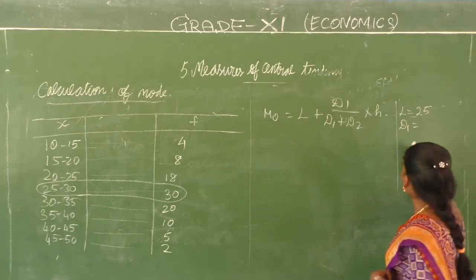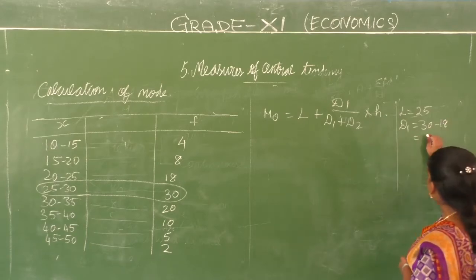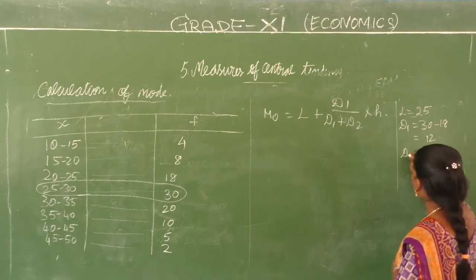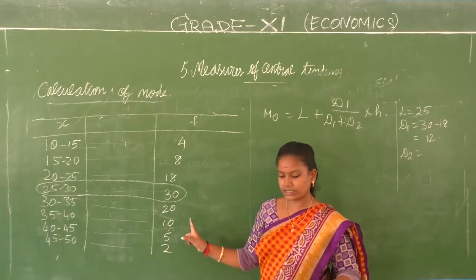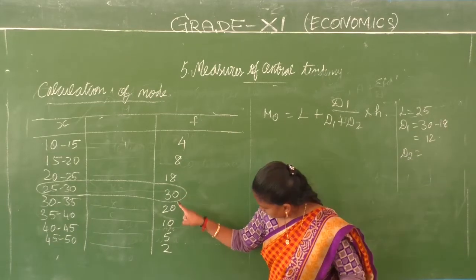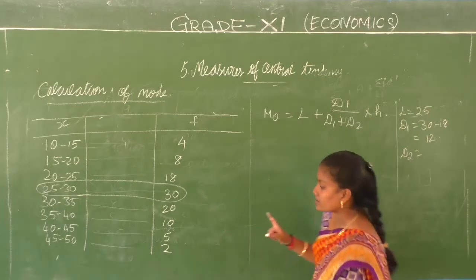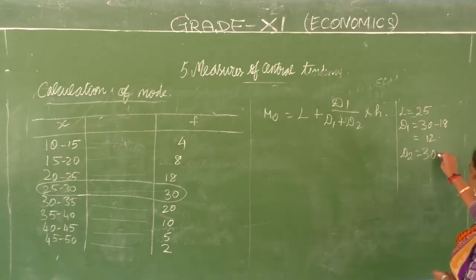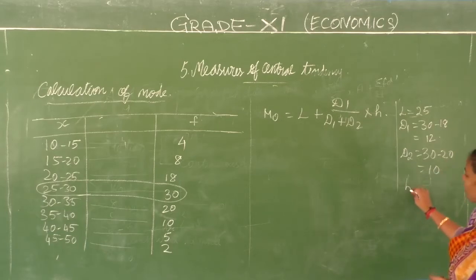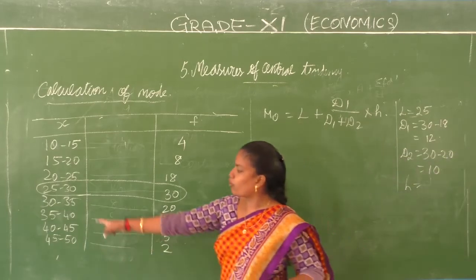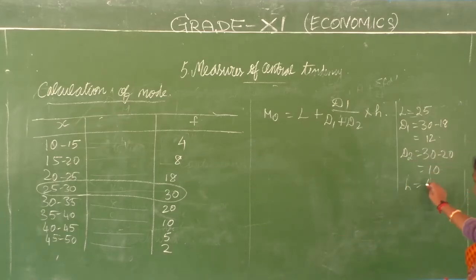18. What is that, children? D1 is the frequency of the modal class minus the frequency of the preceding class, that is 12. D2 is the frequency of the modal class minus the frequency of the succeeding class, next class. 30 minus 20 is equal to 10. What is your h, children? What is the difference between both, 25 to 30? 5. Right? So your h is 5.